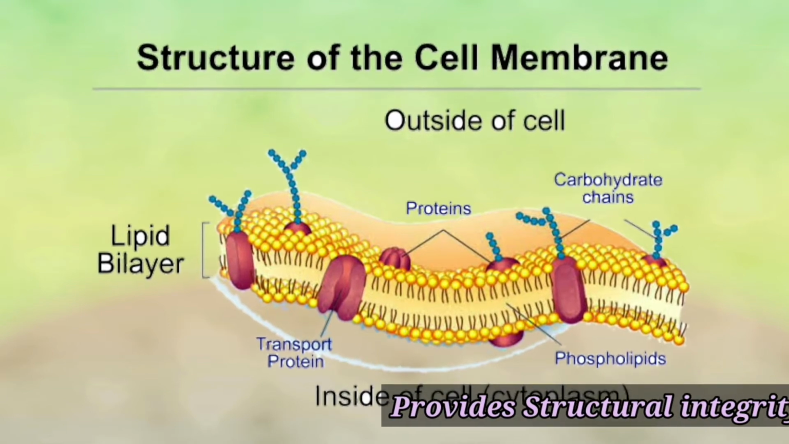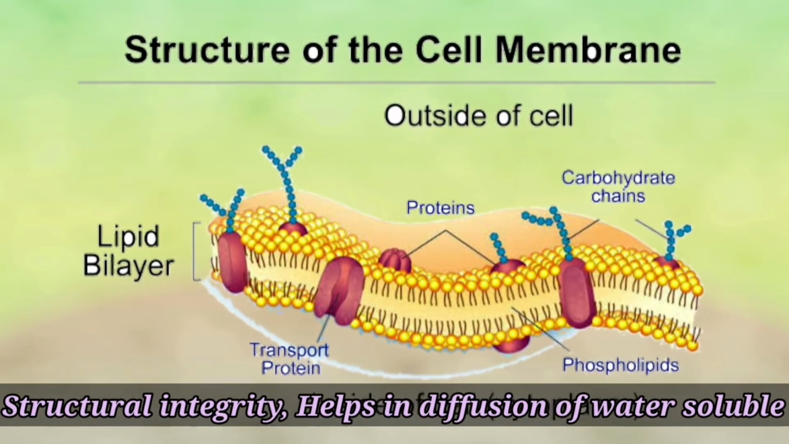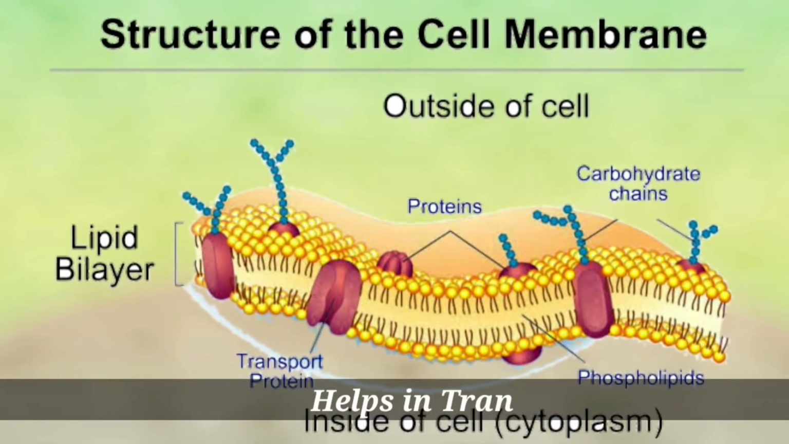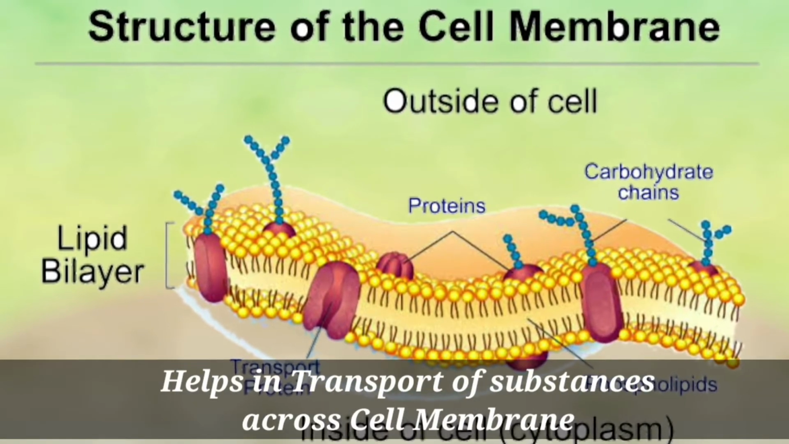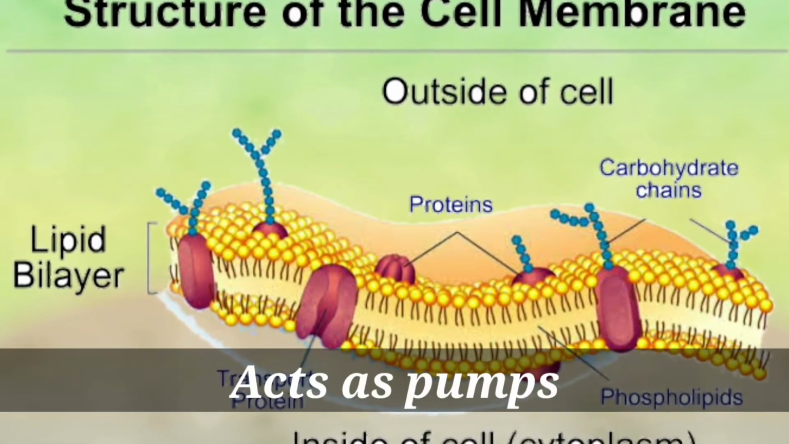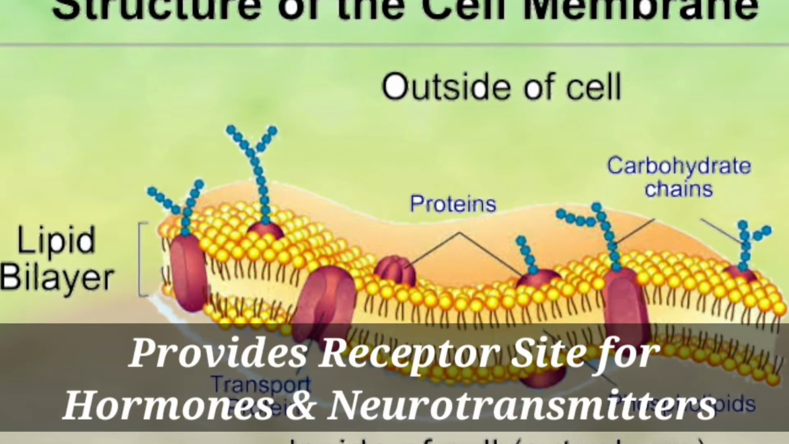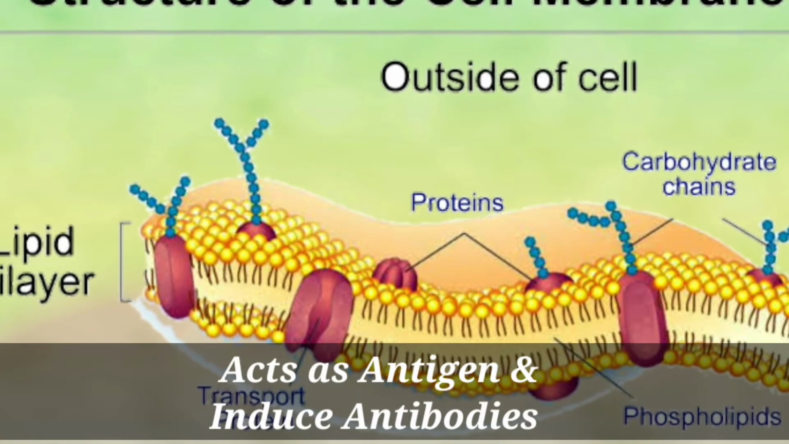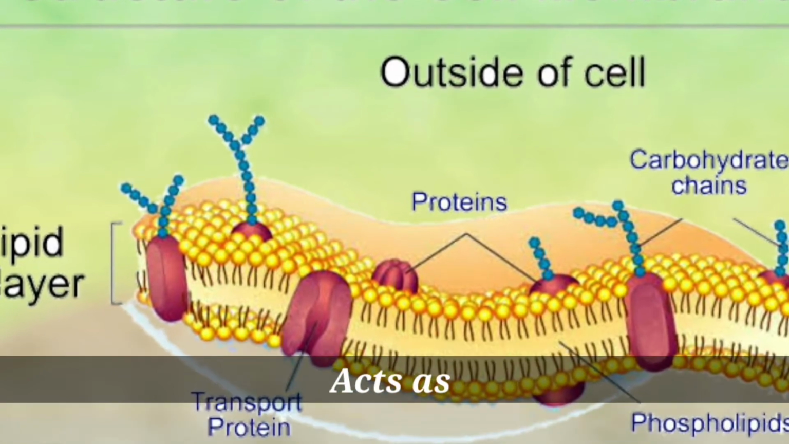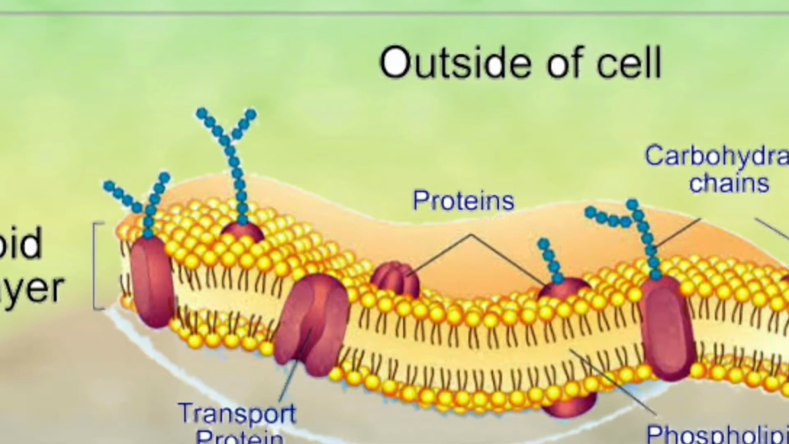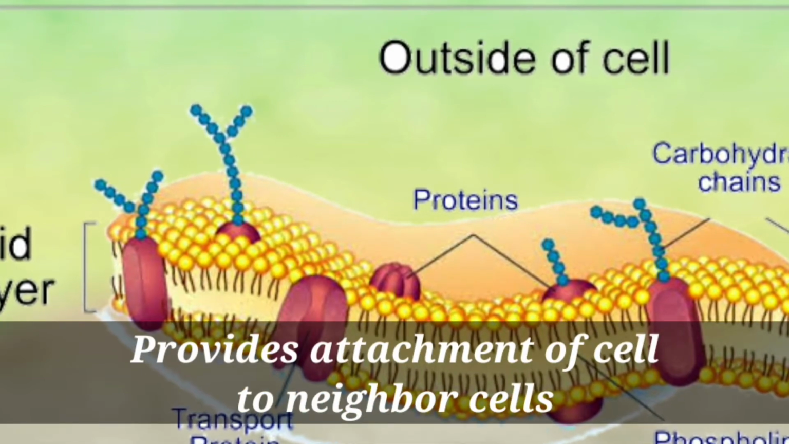Protein layer provides structural integrity, helps in diffusion of water soluble substances like glucose and electrolytes, helps in transport of substances across cell membrane by active or passive transport. They act as pump. They provide receptor site for hormones and neurotransmitters. Some proteins act as antigen and induce antibody production. Some proteins act as enzymes and control metabolic reaction, and they provide attachment of cells to neighbor cells.